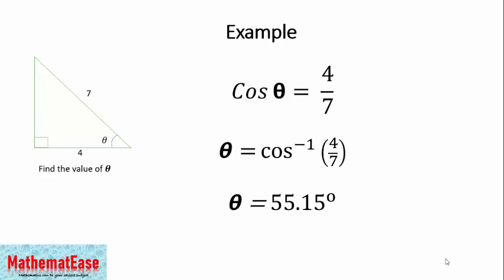Then how do you press this on your calculator? You pick your calculator. On the calculator, you see shift. You press shift cos. It will give you that cos raised to power -1 or something like that. That is known as cos inverse. Then 4 over 7. Then you press enter. It gives you 55.15. Approximately 55.2.